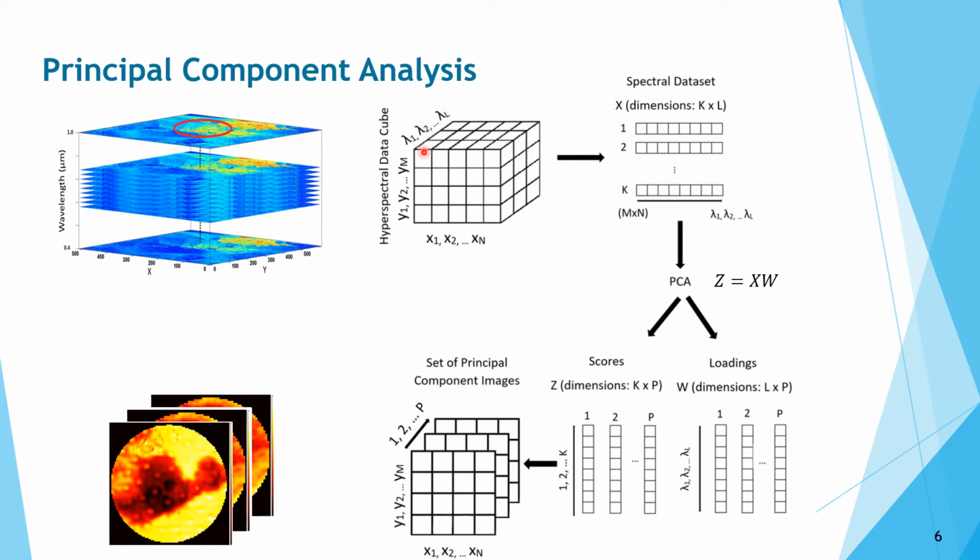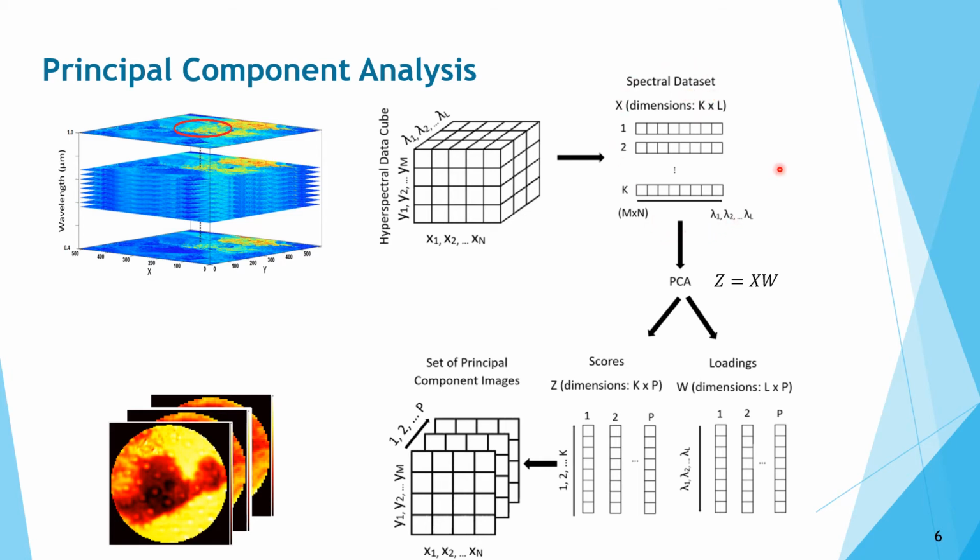We extracted each pixel and the corresponding spectrum as effectively individual variables. So we started with an M by N by L data cube, and subsequently we transformed this into an M by N, or we're calling it here K, where K is equal to M by N, by L, because of the L wavelength values associated with each pixel.